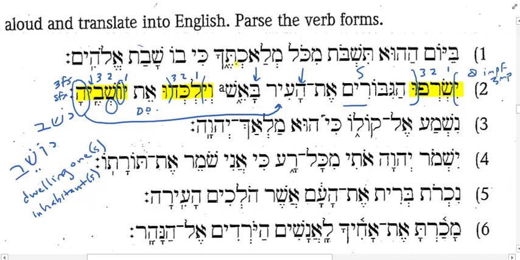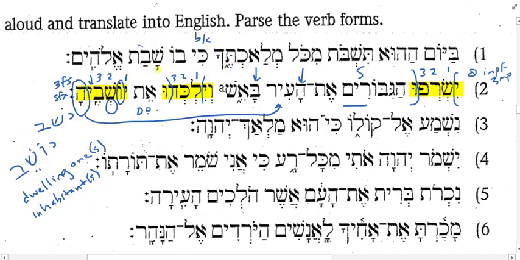Okay, good. Yeah, let's take a look at number 1. There's a question here about where the on it comes from. Let's just review this. So Bayom Hahu is on which day? On that day. Tishbot mikol melachtecha. You will rest or cease from all your labor. Ki is what? Yeah, it could be translated that, but here it's because this is giving a reason for the resting.